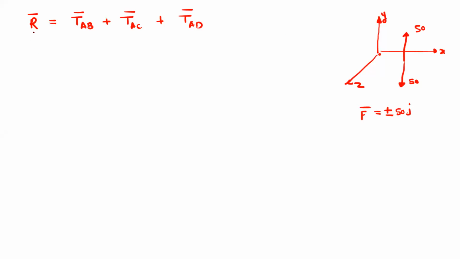Similarly, this R bar will be Ry into J. We don't know the exact direction, so just write Ry into J. Ry is the y component of the resultant. Because the resultant is parallel to the y-axis, its remaining components will be 0, that is Rx will be 0 and Rz will be 0. So put the values and you will get some equation here.